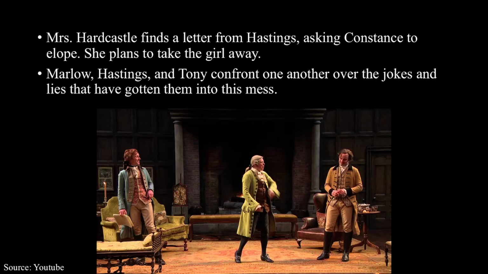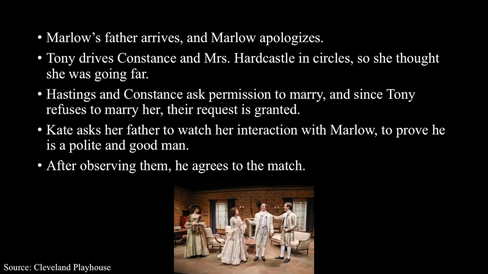Mrs. Hardcastle finds a letter from Hastings asking Constance to elope, and she plans to take the girl away. Marlowe, Hastings and Tony then confront one another over the jokes and lies that have gotten them into this mess. Marlowe's father arrives and Marlowe apologises. Then Tony drives Constance and Mrs. Hardcastle in circles, so she thought she was going far.